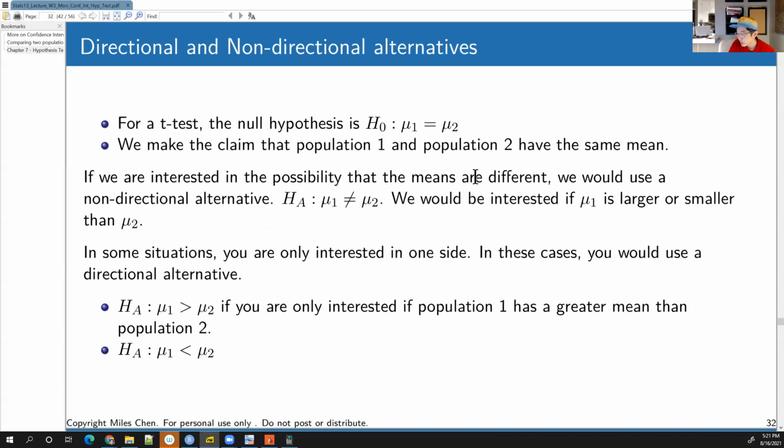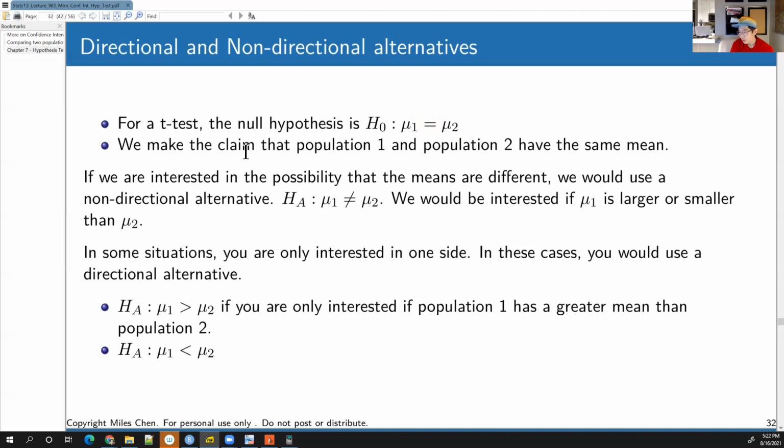So for example, we could say the null hypothesis is that mu1 is equal to mu2, right? And this is always going to be the case for a t-test for independent samples. The null hypothesis is always going to be mu1 equal to mu2. Okay, we're going to have different t-tests where you have different hypotheses, but if you get a t-test for independent samples, this is the null hypothesis. Mu1 is equal to mu2. Okay, and that's the claim that says the two populations, population 1 and population 2, have the same mean.